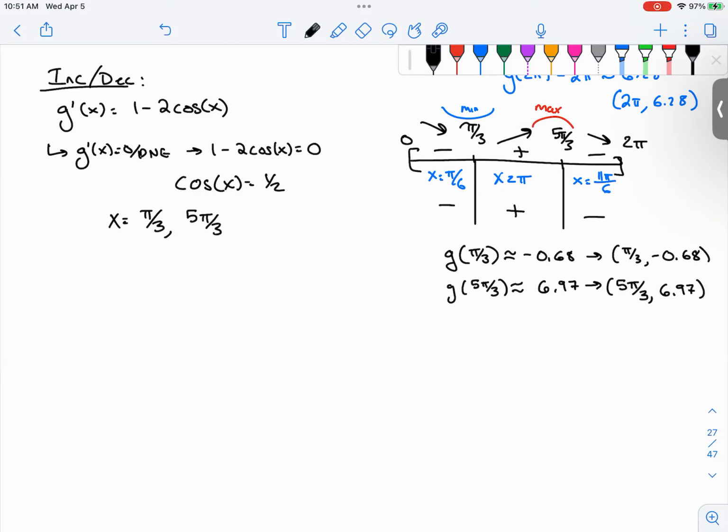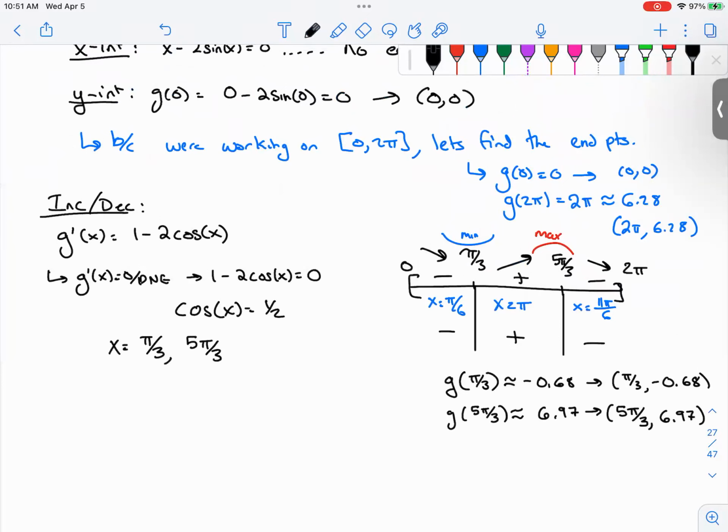I'll tell you why I'm using the approximation once we get to the graphing portion. Another reason is that all of our x values are radians, all nice angle measurements. Pi over 3, 5 pi over 3, 0, 2 pi. All those things are nice. Whereas once you start plugging it into the function, you get something like 5 pi over 3 minus 2 cosine of 5 pi over 3, which is 2 sine of 5 pi over 3.